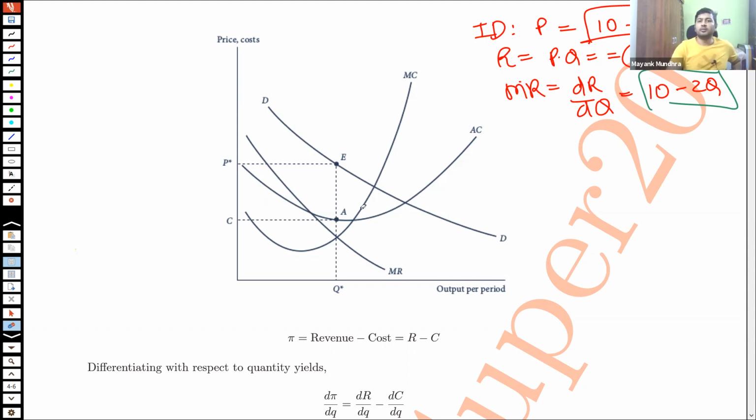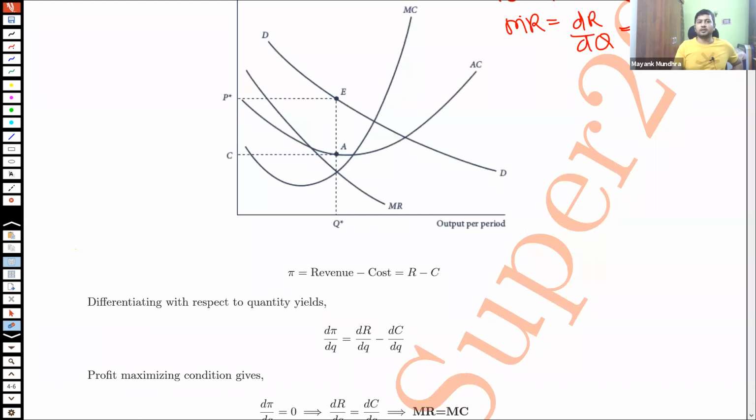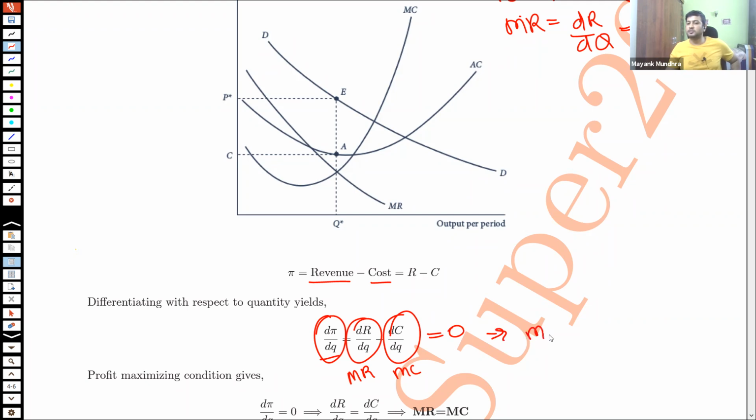Now coming to the profit function of a monopoly, the profit function is revenue minus cost. When I differentiate with respect to quantity, I get dR by dQ, which is my marginal revenue, minus dC by dQ, which is my marginal cost. So this is my d pi by dQ. So at profit maximization, d pi by dQ must be equal to 0, which implies that MR must be equal to MC. So marginal revenue must be equal to marginal cost.